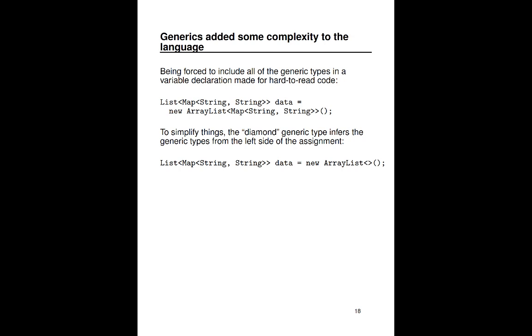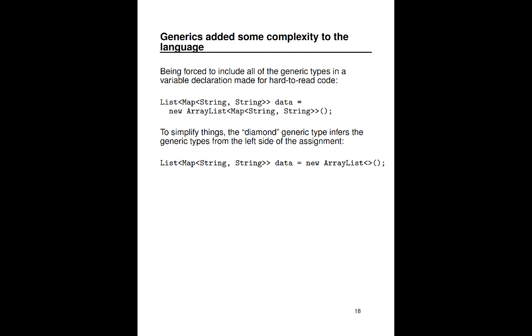Now you can have some very complex nested collections. So let's say you have a list of maps, and each one of the maps is a map of a string to a string, et cetera, et cetera. It can get kind of difficult to type and read and reason about. So you ended up with things like this data variable here that has this complex type, this list of map of string of strings on the left, and you had to duplicate all that on the right when you created the array list.